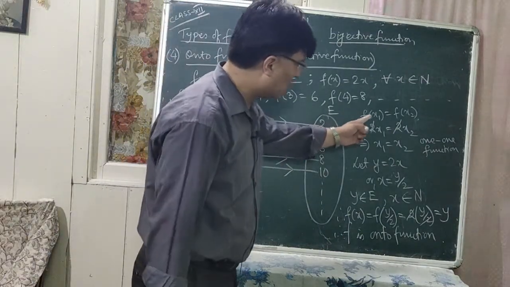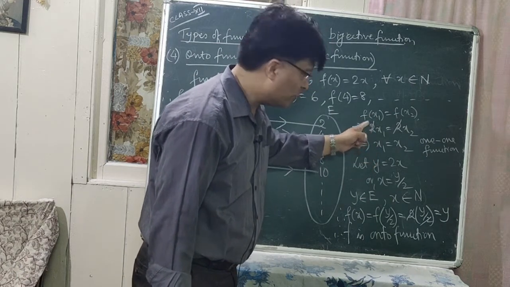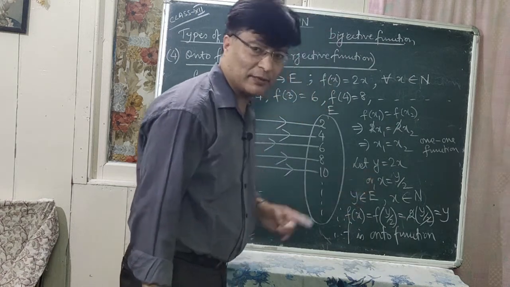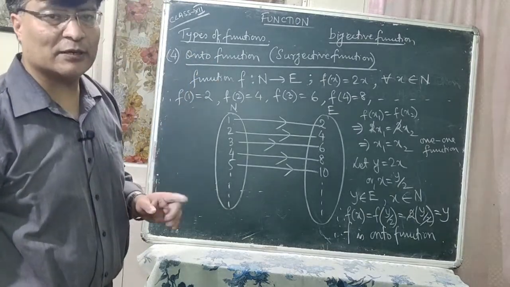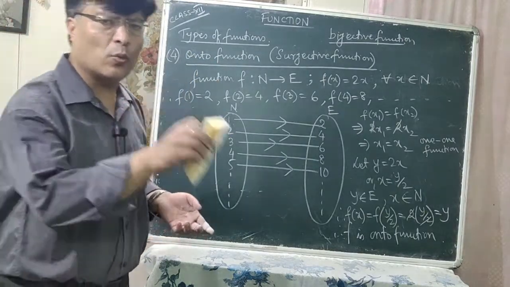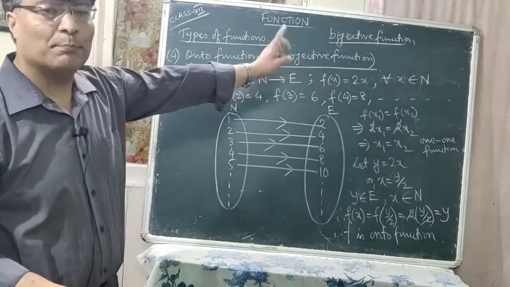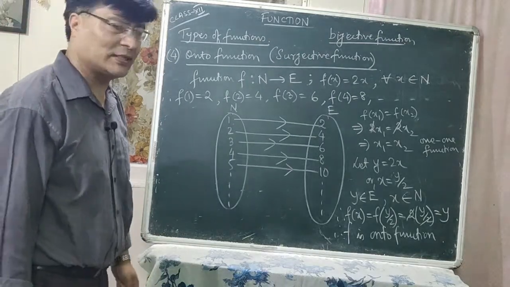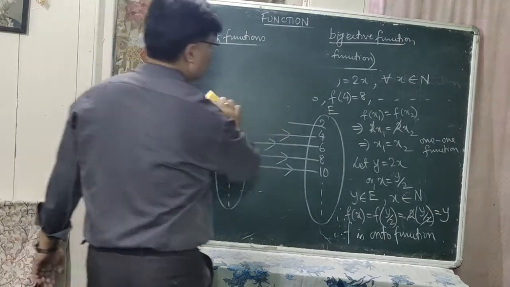So one-one function is the method of mathematically proving. This is an example of proving an onto function mathematically. Okay? So now let us write down the definition of bijective function. You know, if a function is both one-one and onto, then we call it a bijective function, or one-to-one correspondence. Okay? So let us write down the definition of bijective function now.